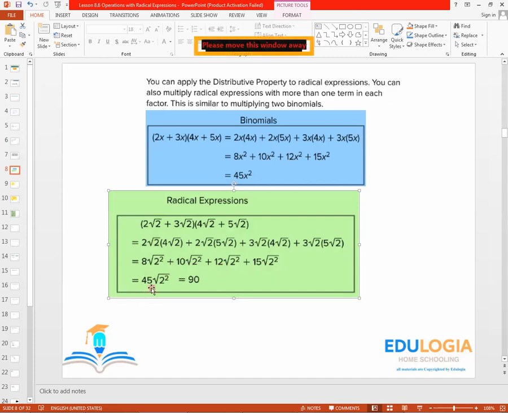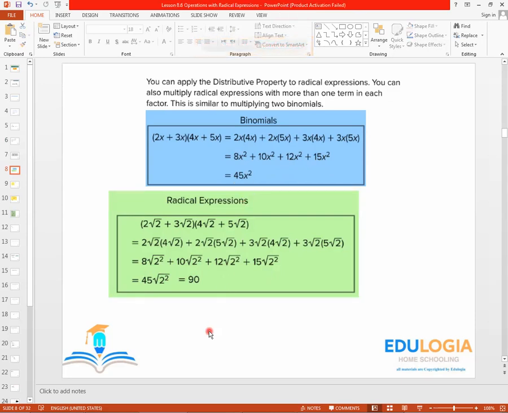The total sum is 45. I keep the root as it is. So in this problem, we added 8, 10, 12, 15 to get 45 and kept the root squared here once. Don't write it many times, just one. So I have 45 root 4. Root 4 is 2. 2 multiplied by 45 is 90. That's all.